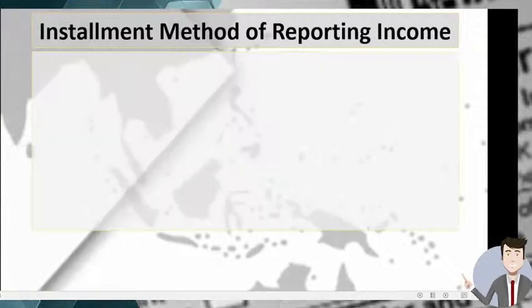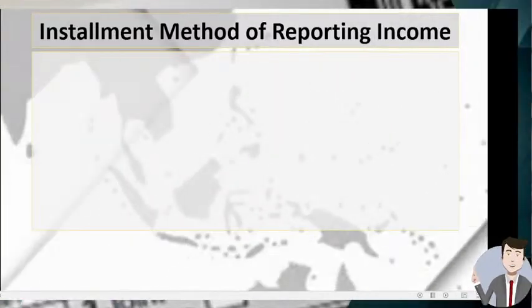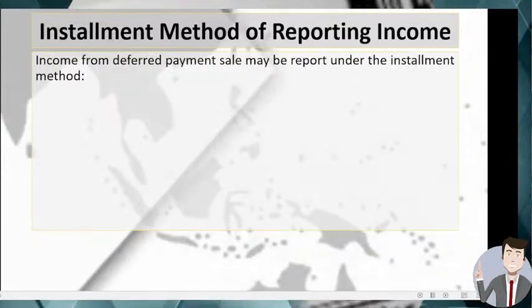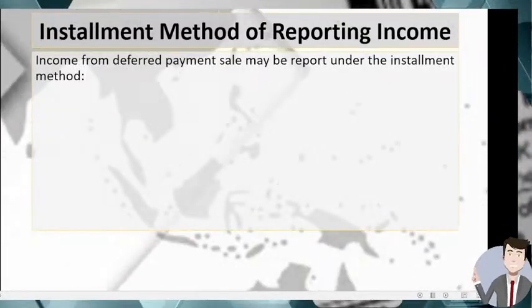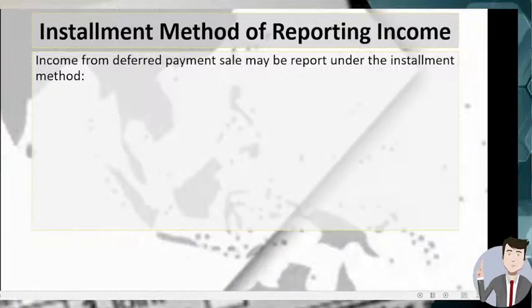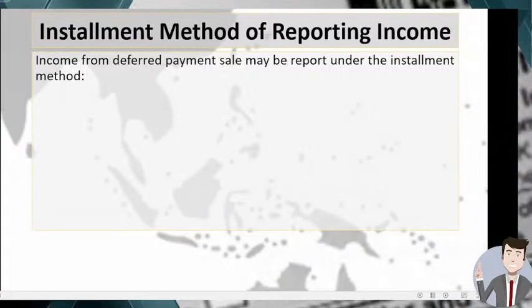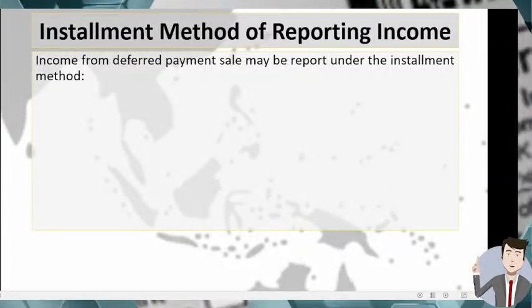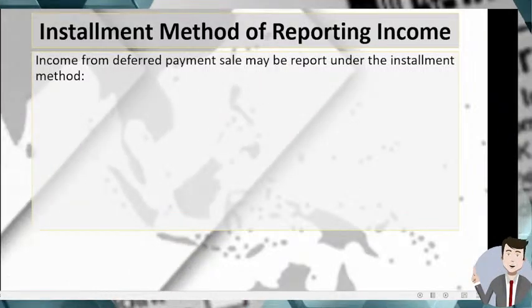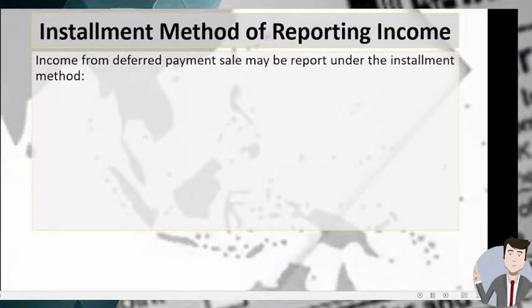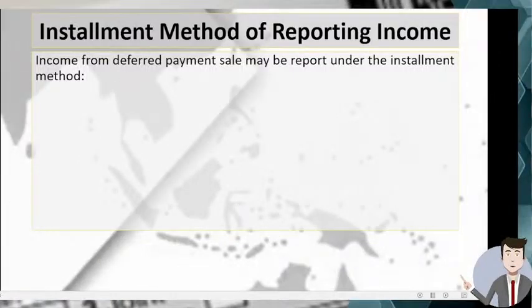Okay, so from the view of the seller, income from deferred payment sale may be reported under the installment method, since it is allowed in the law that certain sales can be collected for more than one period. So in that case, the seller may declare or report its income based on the amount of collection each year.